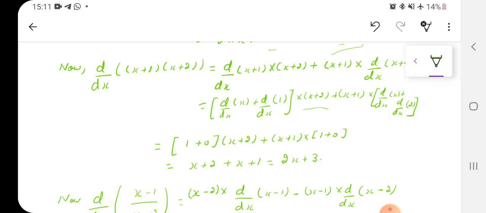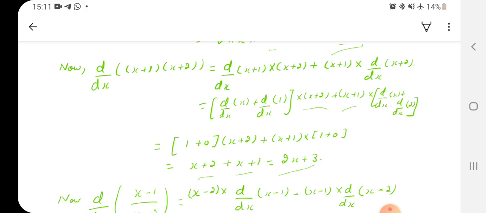Then x plus 1 as it is, derivative of x plus 2, which will be derivative of x plus derivative of 2, and derivative of x will be 1, derivative of 2 will be 0. So we will be getting x plus 2 plus x plus 1, that will be 2x plus 3. So this was the derivative of (x plus 1) into (x plus 2).